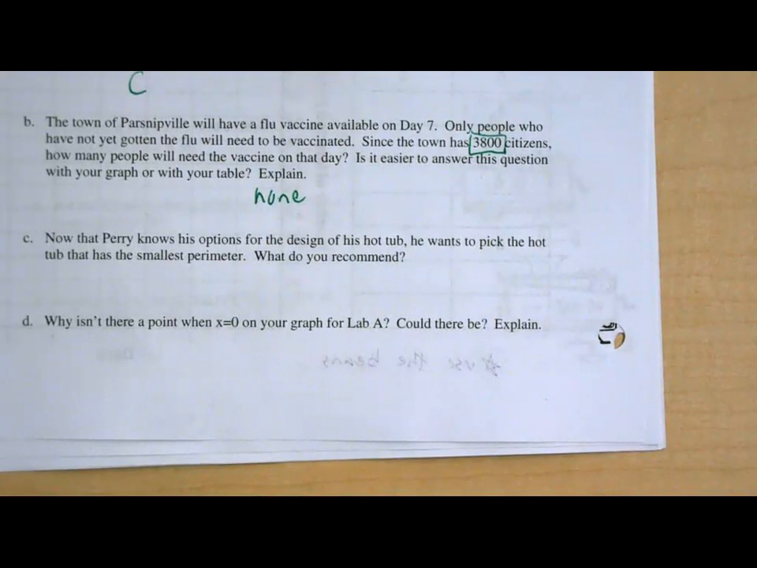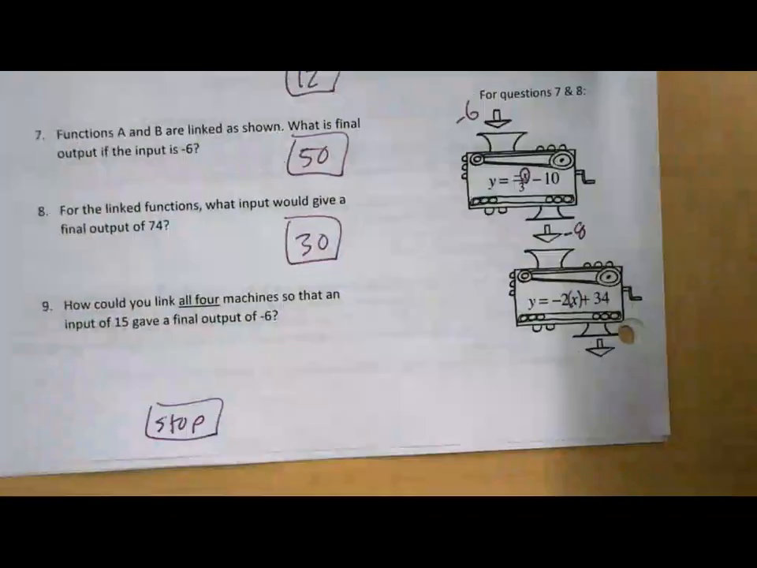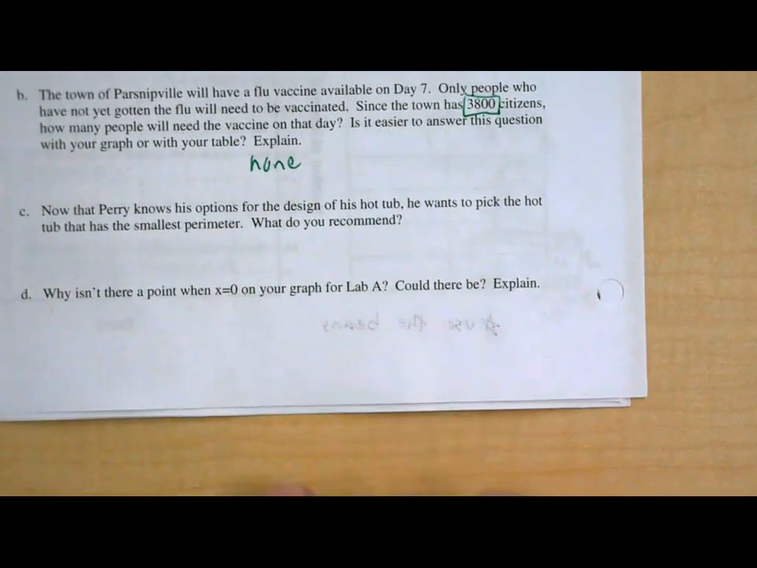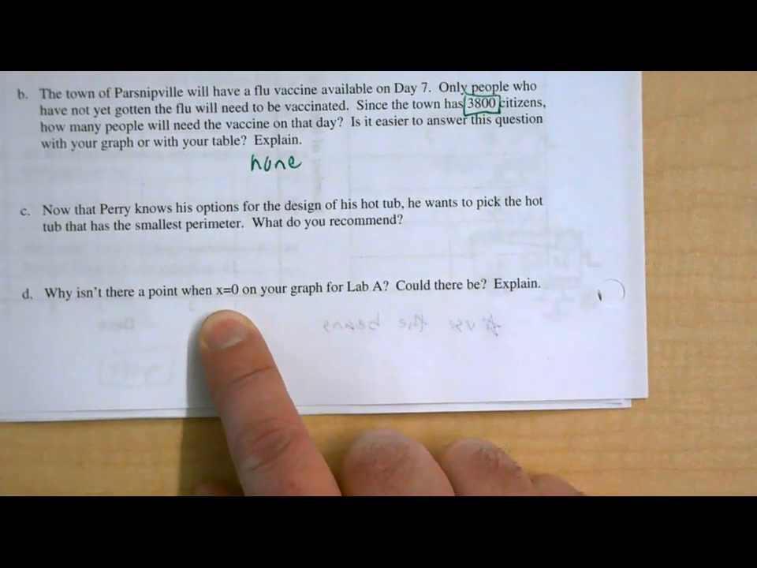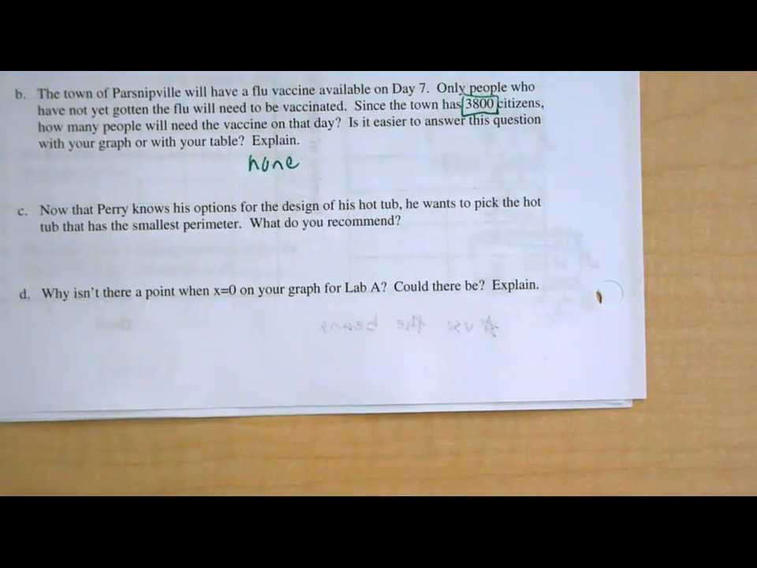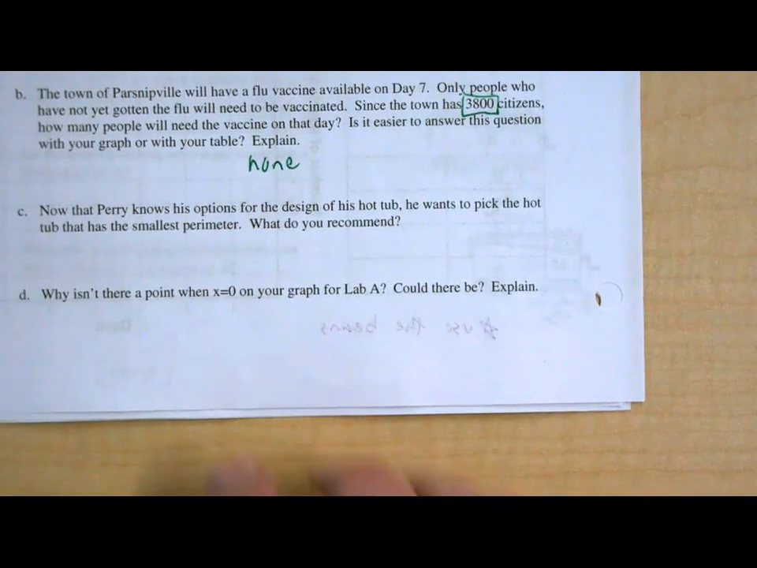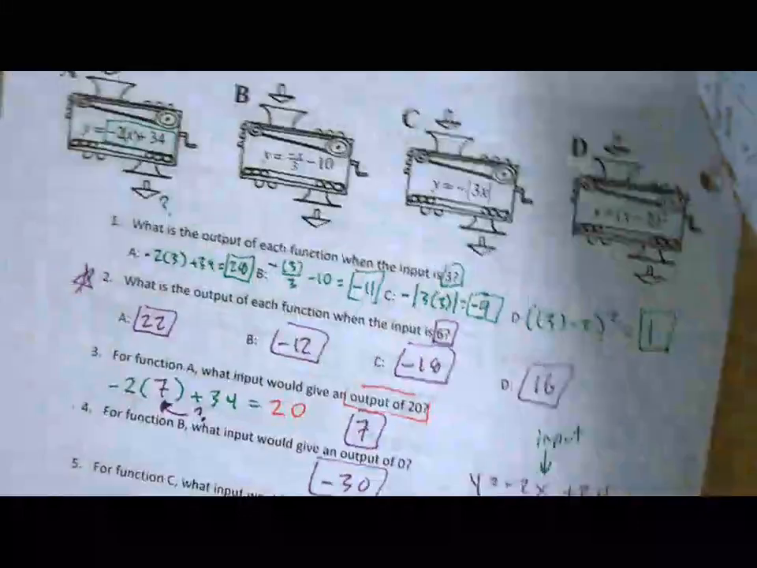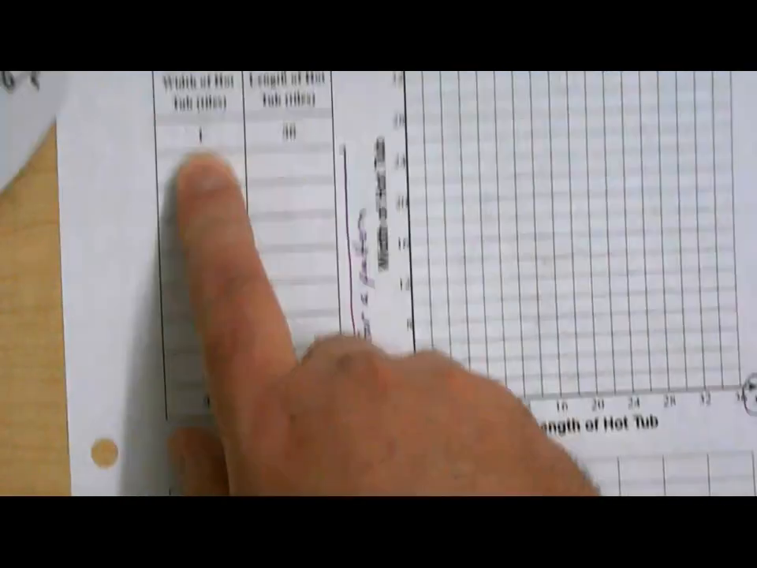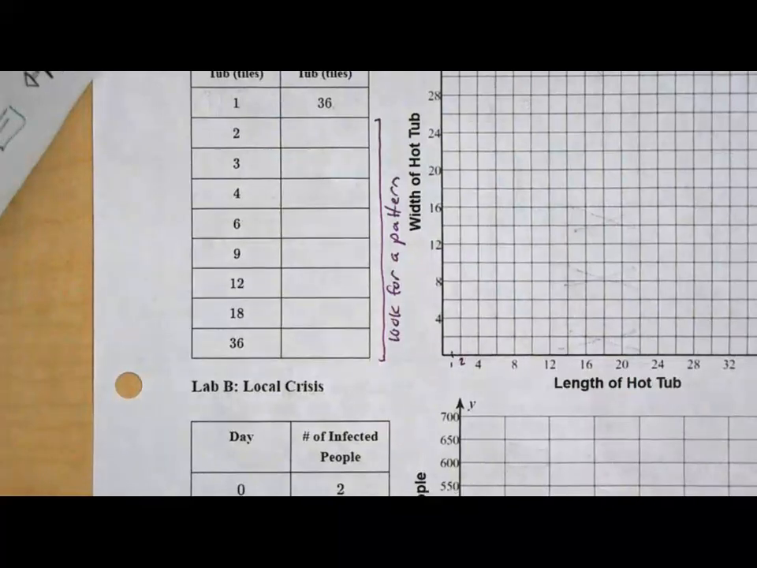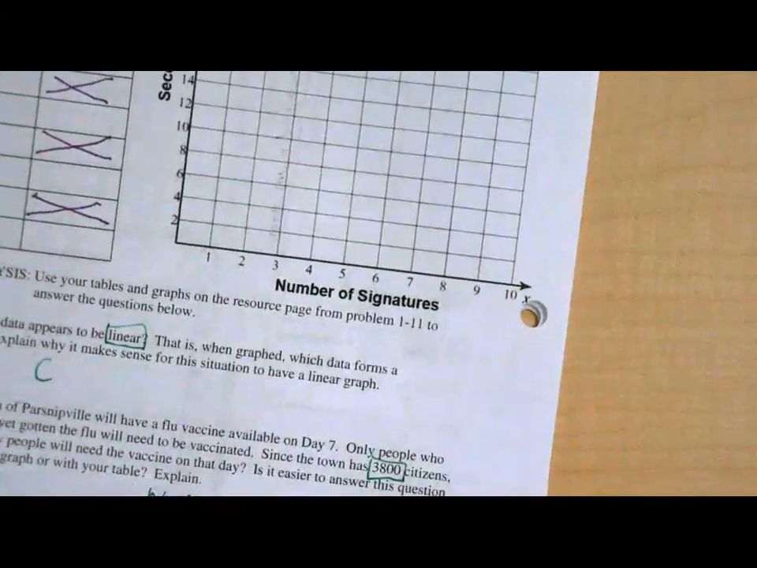I want to skip down to part D. This is an important question. Lab A was the hot tub again. Why is there no point on your graph where x equals 0 for the hot tub? Why is that not on there? And if you look at the table for the hot tub, why is there no row on our table that has 0? We had zeros for Lab B. We didn't have 0 on this table. Why does that not make sense for that situation? Why does 0 not make sense?